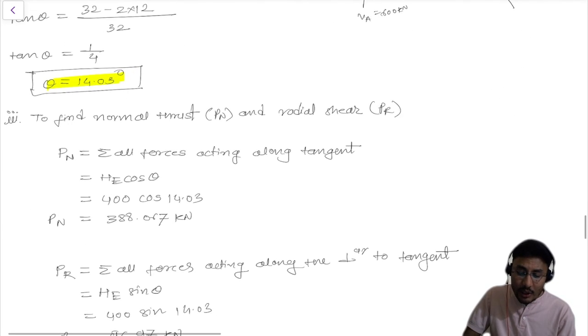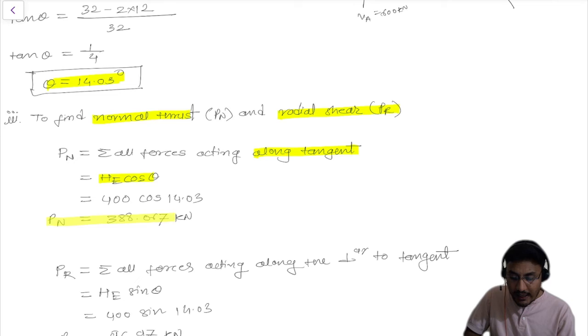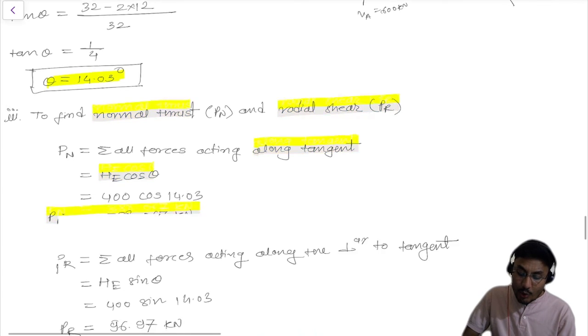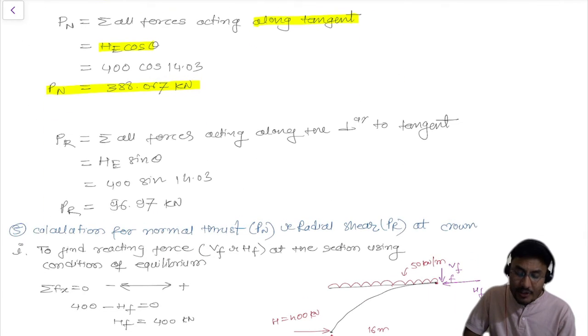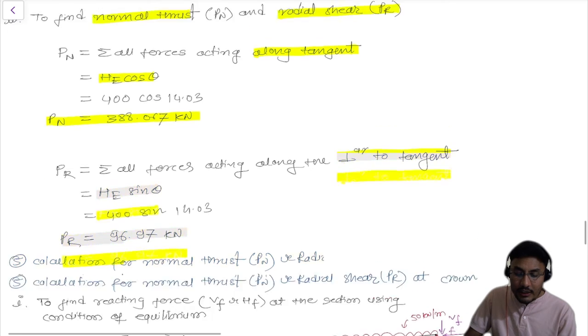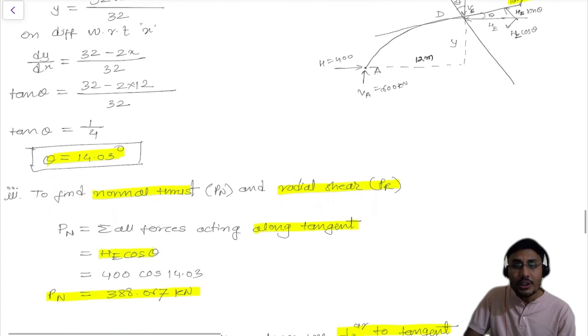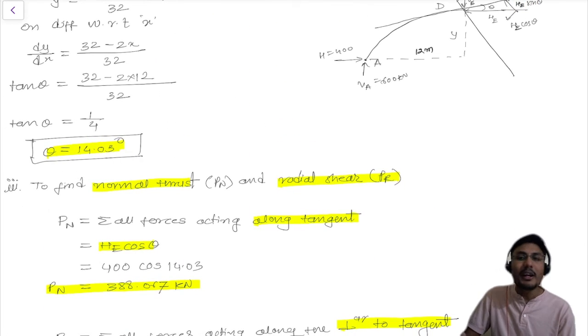So now to calculate the normal thrust and the radial shear, I'm going to do the summation of all forces acting along the tangent to get the normal thrust, which is HE cos theta. It is 388.067. And to get the radial shear, I'm doing the summation of all the forces acting perpendicular to the tangent, which is PR 96.97. Only these two equations you need to take, because the value of V is equal to 0. So if you take any multiplication of that, it will definitely be 0.